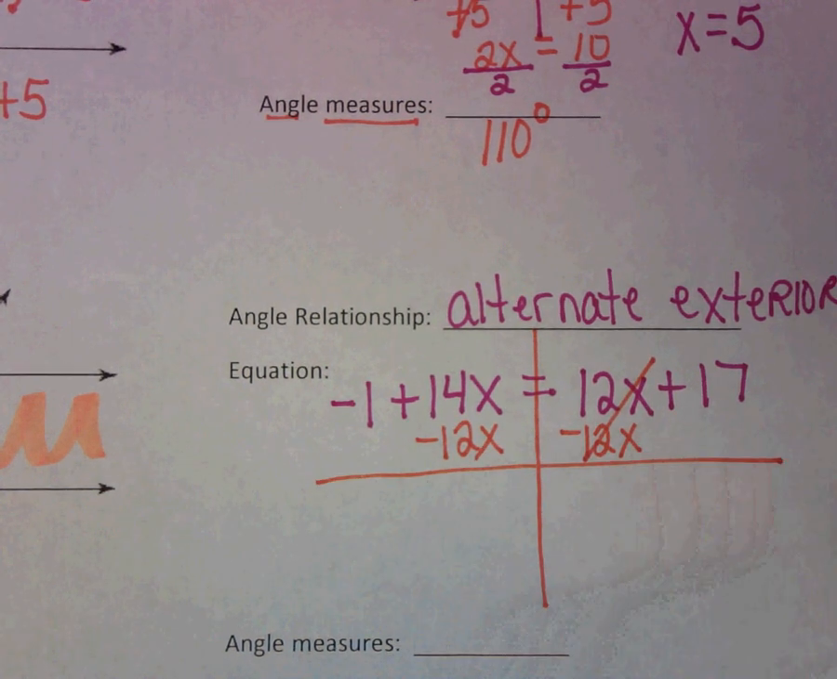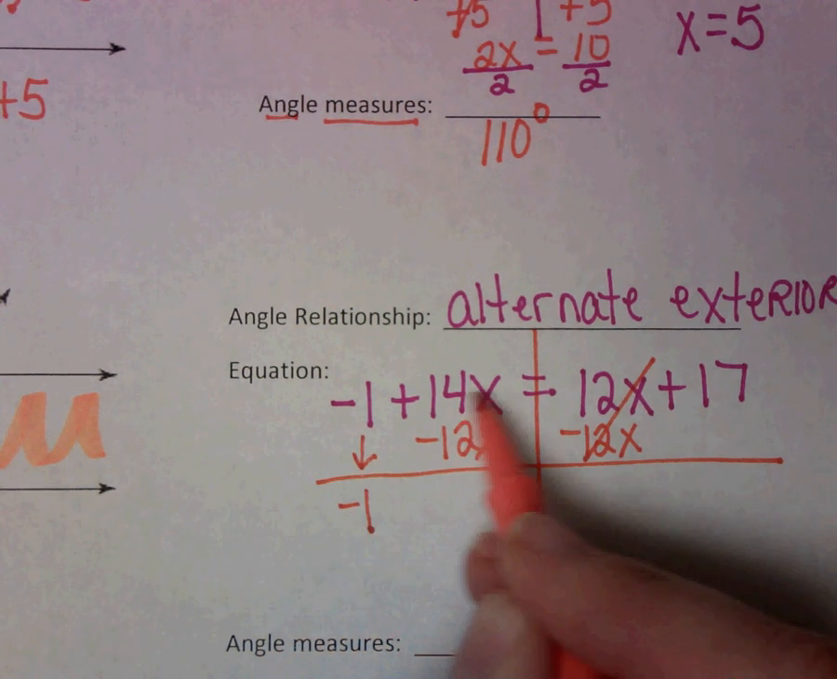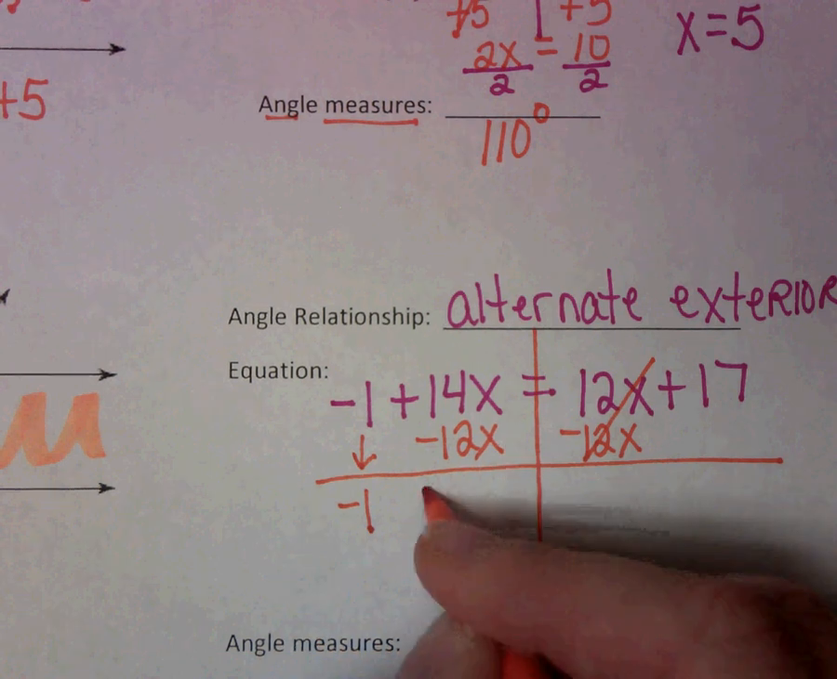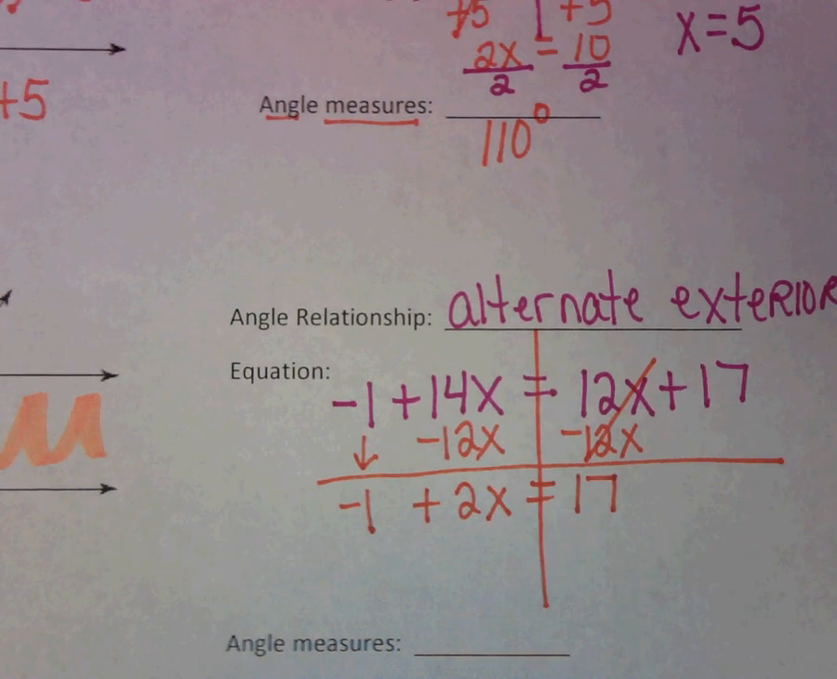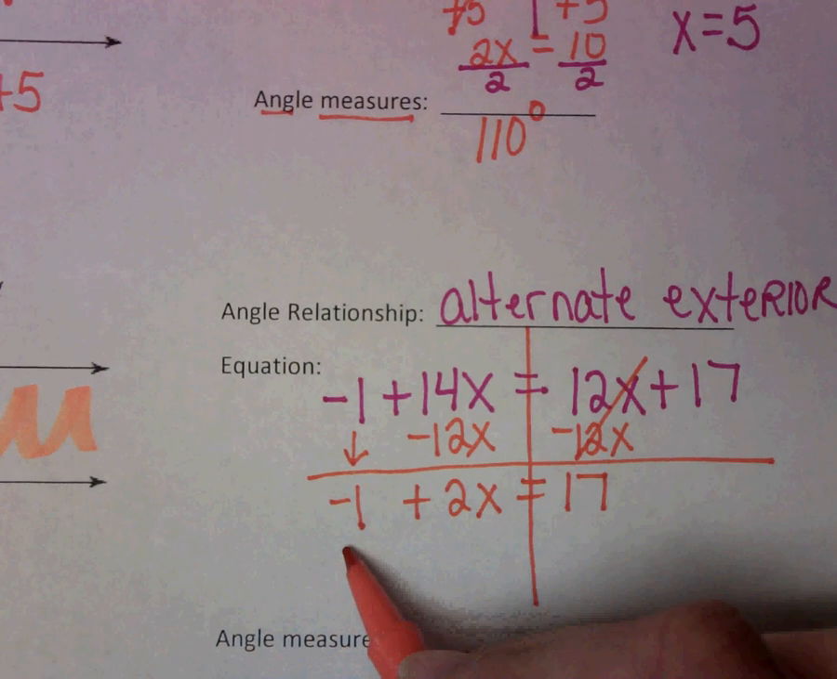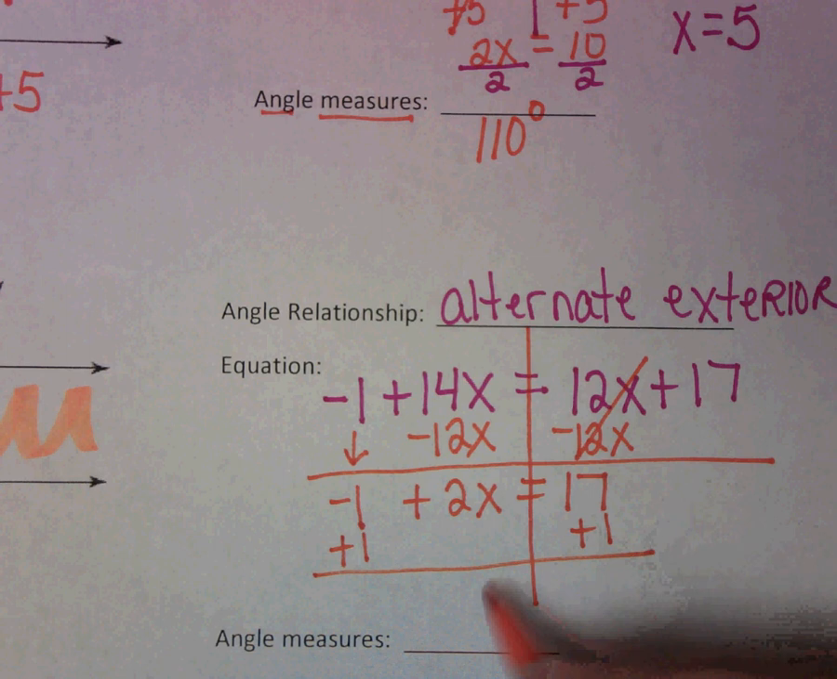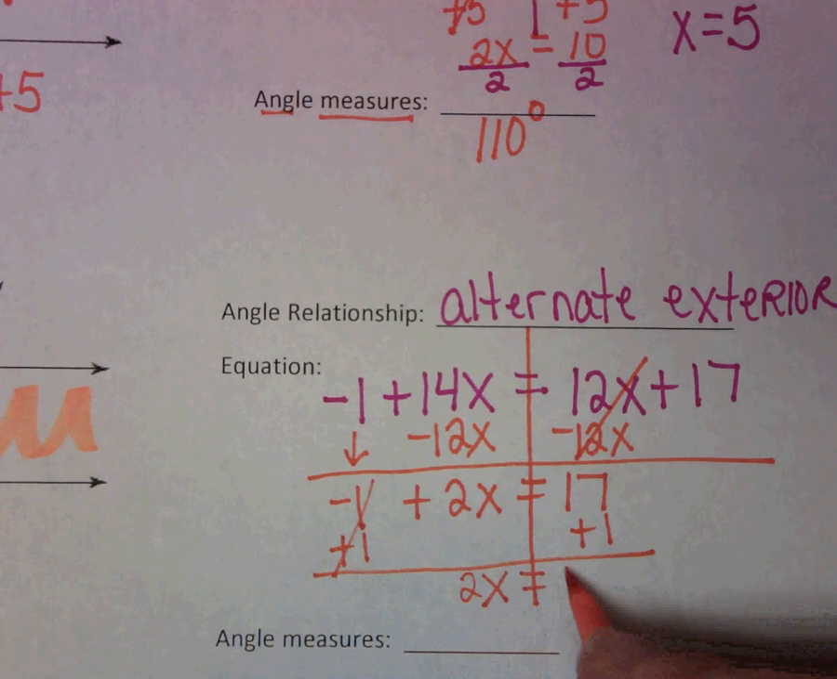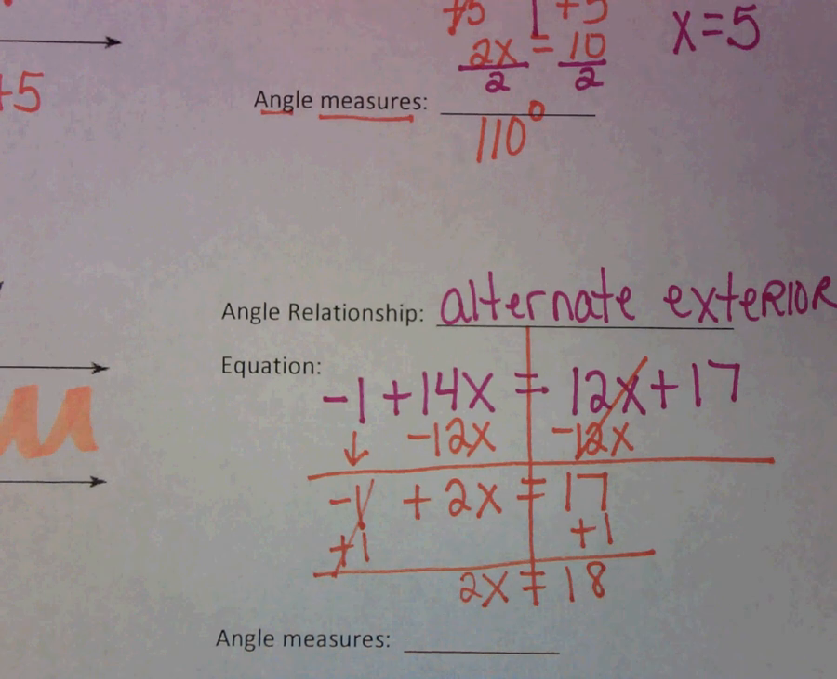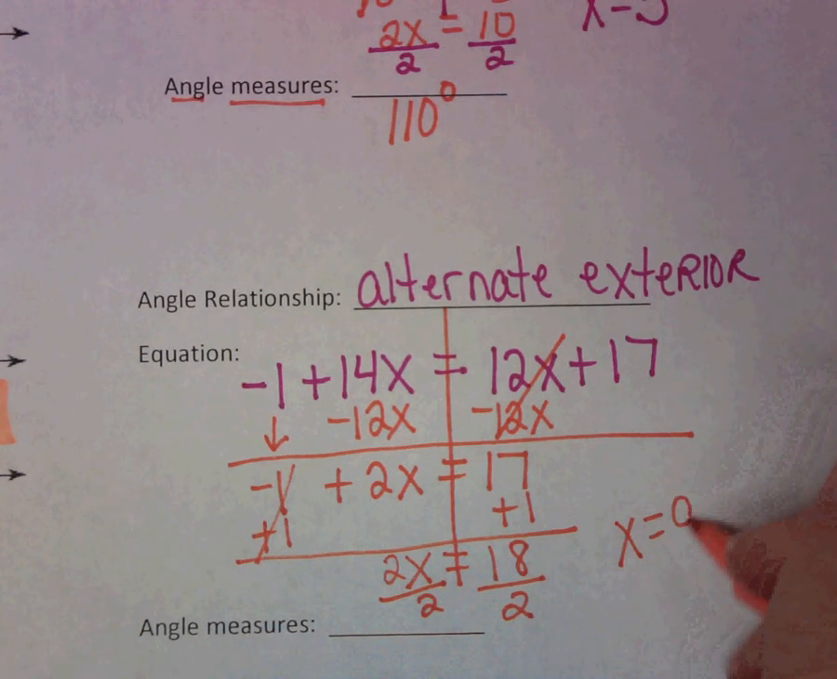Okay, and let's write what we have left. We've got the -1. 14x minus 12x is 2x equals 17. Then I'm going to add 1 to both sides, moving my constant by adding or subtracting. That gives me 2x equals 18. Divide by 2, and we get x equals 9.